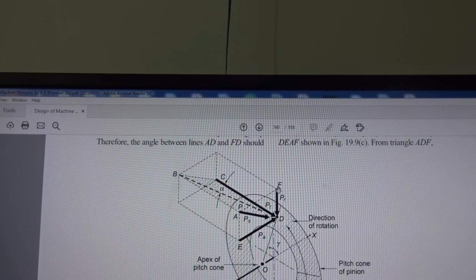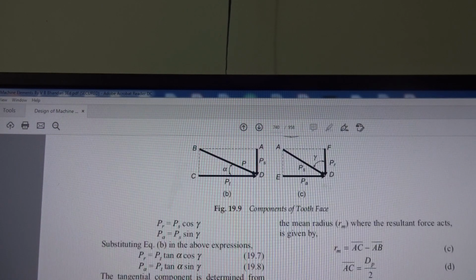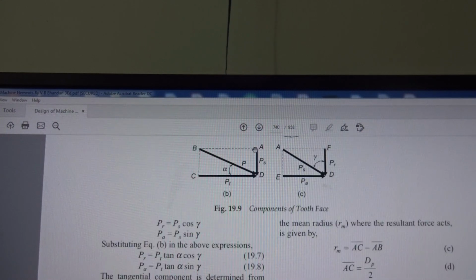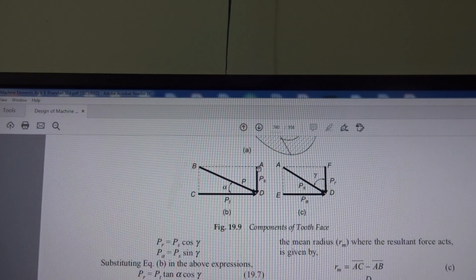And when you draw this triangle, the angle between these is gamma, the pitch angle. So this one is PA, this one is PR and this one is PS. From this triangle we can write that PR is equal to PS.